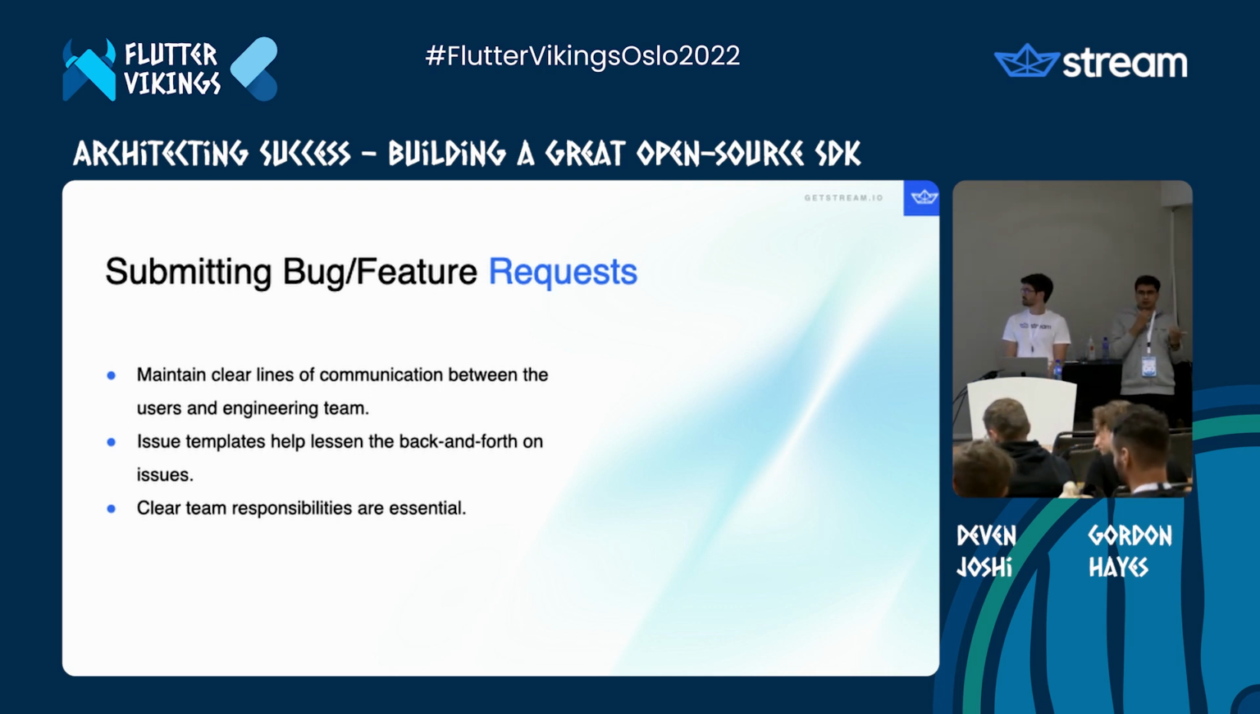Submitting bug and feature requests is quite a big thing, because usually there are multiple facets to any project. For example, Stream has a backend which handles all the message storage on every database, all of that stuff, maybe dashboards. And on the front end, we obviously have our SDKs and stuff like that. So you have to maintain a clear line of communication with users saying that, okay, if you have an issue, where should you submit it?